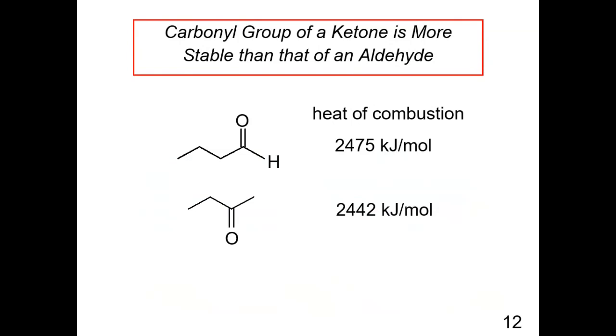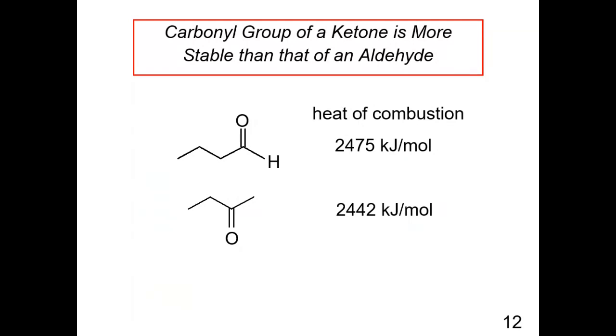So it will be interesting for us to compare the stability of the ketone carbonyl and the aldehyde carbonyl. This comparison can be best illustrated by comparing this pair of isomers. The top one is an aldehyde, the bottom one is a ketone. They have the exact same molecular formula, so we can use heat of combustion values to see their stability.